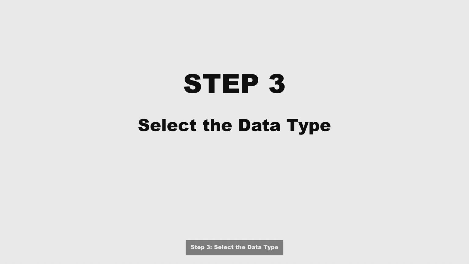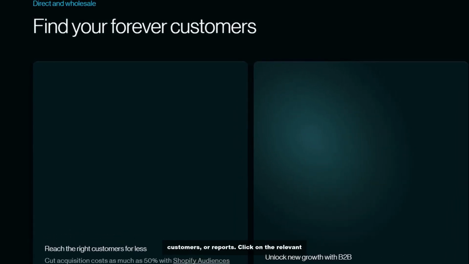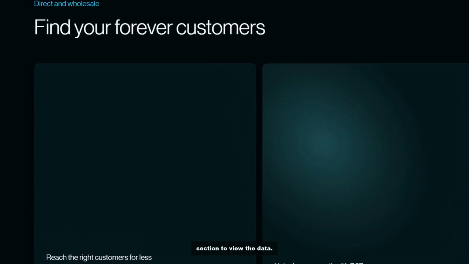Step 3. Select the data type. Choose the specific type of data you wish to download, such as orders, products, customers, or reports. Click on the relevant section to view the data.